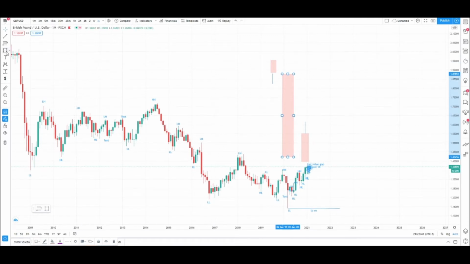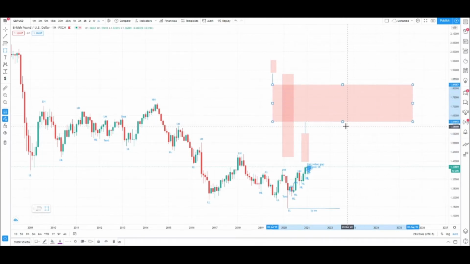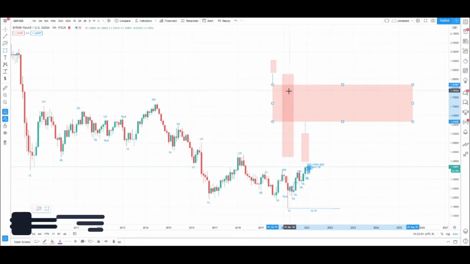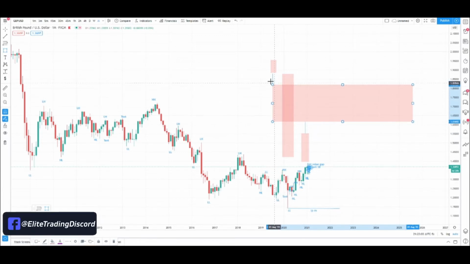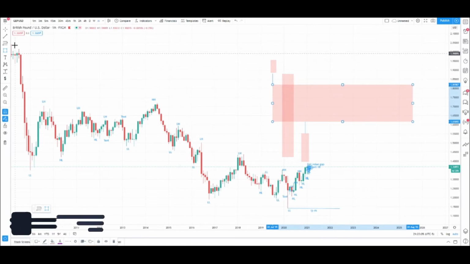So the area between this wick and that wick right here is the gap. It's a gap: you've got sellers, but you don't have buyers. With that being said, we have a supply zone created here.